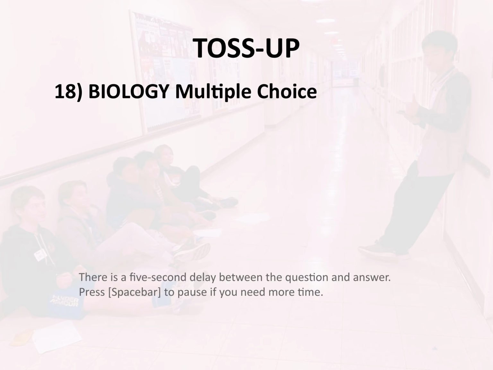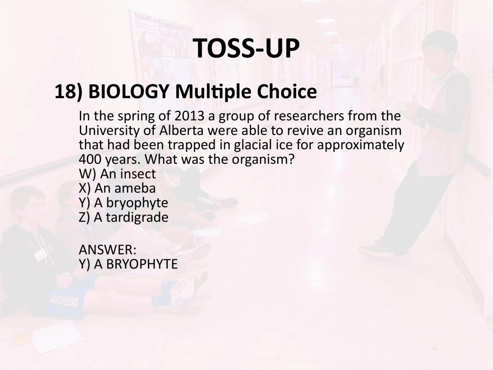Toss-up 18. Biology. Multiple choice. In the spring of 2013, a group of researchers from the University of Alberta were able to revive an organism that had been trapped in glacial ice for approximately 400 years. What was the organism? W. An insect. X. An amoeba. Y. A bryophyte. Z. A tardigrade. Answer. Y. A bryophyte.